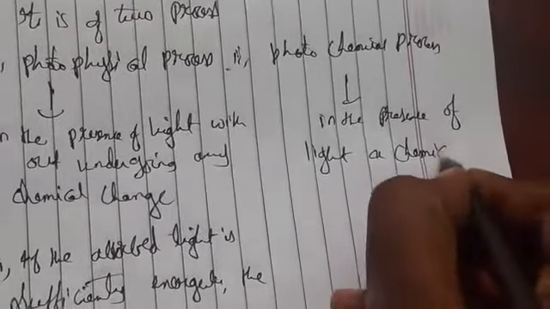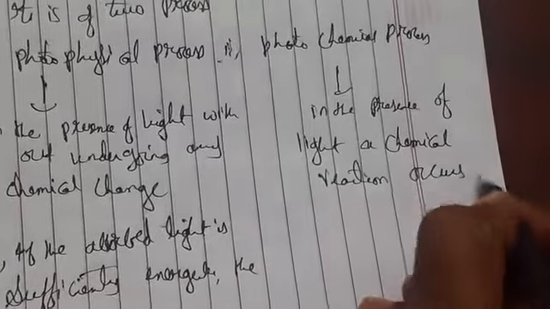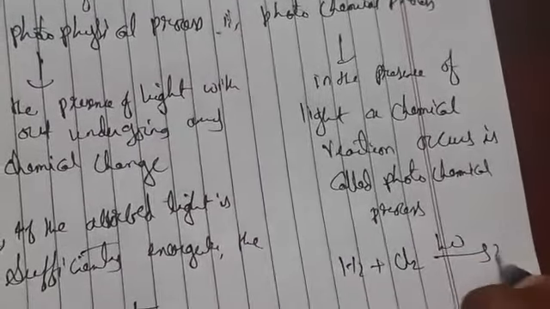Coming to the photochemical process. Photochemical means what? In the presence of light, a chemical reaction takes place. That one we call a photochemical process. Here, if you take H2 plus Cl2, in the presence of light, what will you get? 2HCl. So this is a chemical reaction.